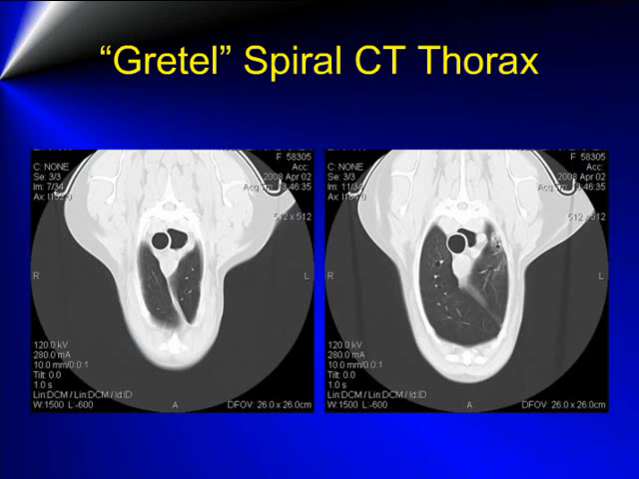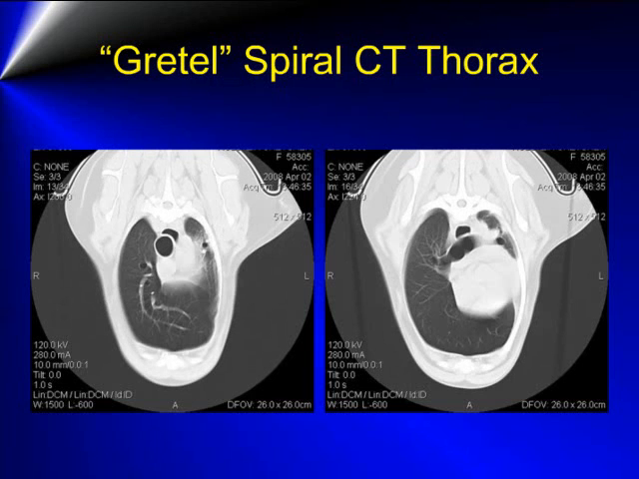A spiral CT of the thorax was also performed to rule out metastatic lung disease or lymphadenopathy. These are selected images from the spiral CT, and there is no evidence of nodular lung disease or lymphadenopathy. The mediastinal structures are normal. These are two additional images obtained further caudally within the thorax, which also show no evidence of nodular lung disease. Only normal pulmonary vessels and bronchi can be seen.